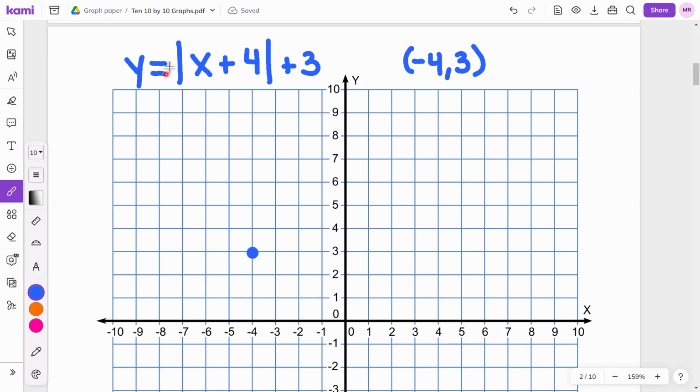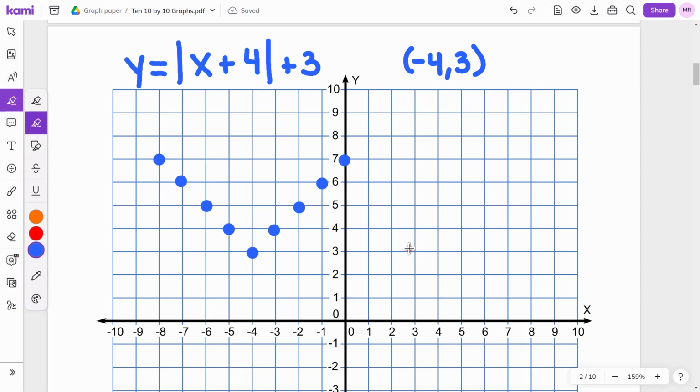And then since my A is 1, I'm really just going to be going up 1, out 1, up 1, out 1, up 1, out 1. And when I say up 1, out 1, I'm doing the same in both directions. Up 1, left 1, up 1, left 1, and so forth. And I'm going to get a V-shaped graph. And of course, we connect it. And I get my V.